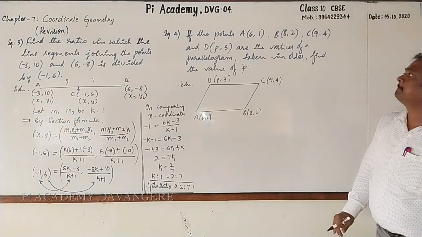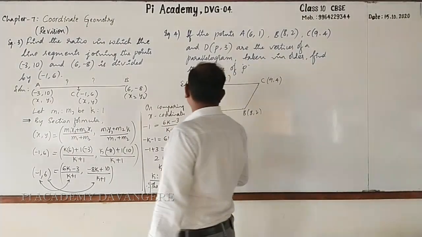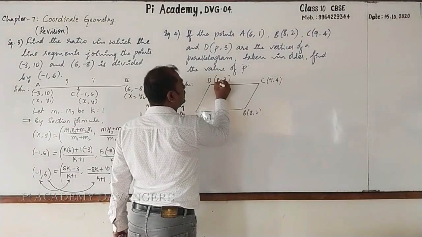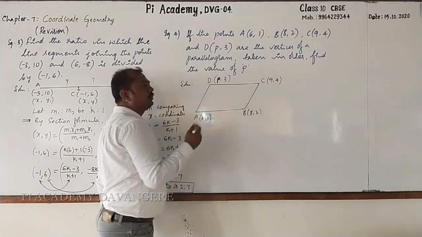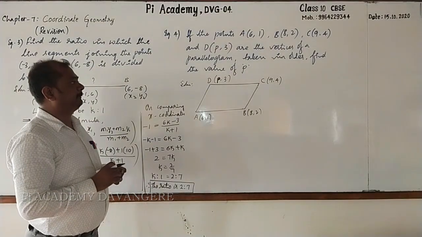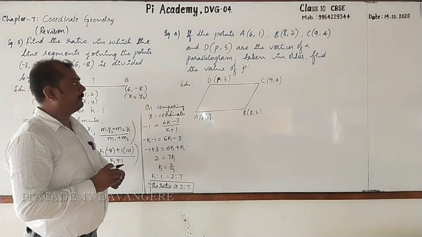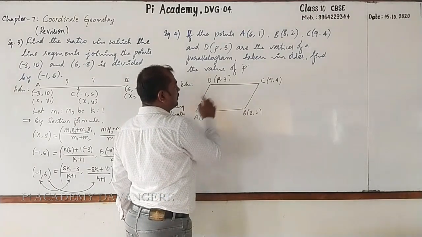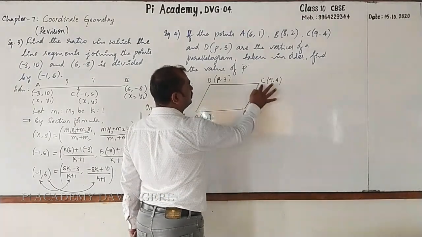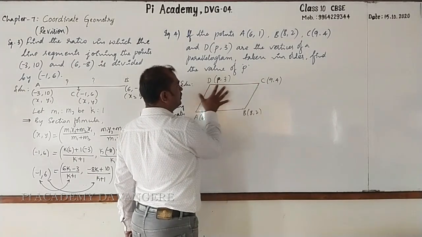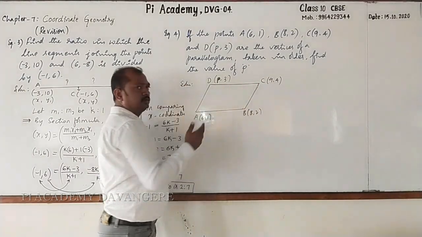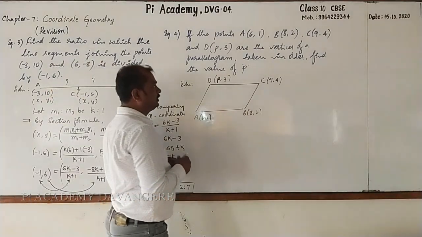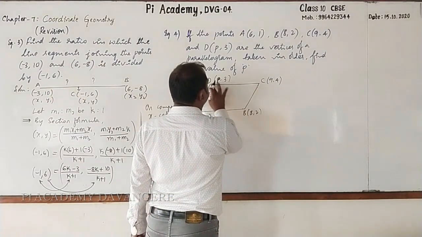Followed? Then you are going to find out the value of P. How do you go for finding the value of P? It's very simple. You may think that in a parallelogram opposite sides are equal, AD equal to BC and AB equal to DC. By equating these two, you can find it. But another simple method is there. I'll tell you that. Observe this carefully.